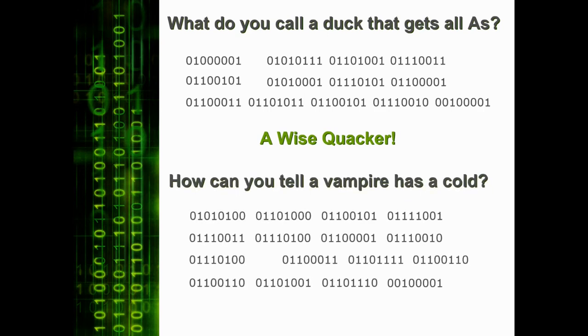Okay, now try this one. How can you tell a vampire has a cold? Pause your video and decode that. They start coughing. All right, so that is an overview of the binary number system and how we can convert numbers and letters into binary and vice versa.